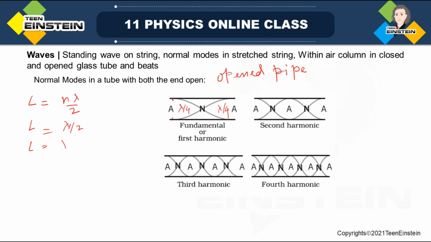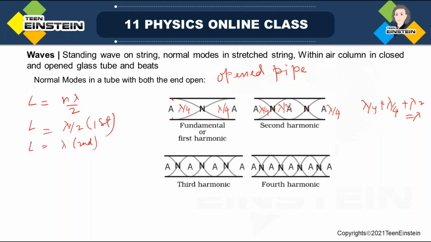That means L is equal to lambda. So this will be the second harmonic. Second harmonic should actually show a complete wave within the length. See here in this case, this is lambda by 4, this is lambda by 4 because at the open end there should be antinodes, and this is lambda by 2. Two nodes are separated by lambda by 2. So lambda by 4 plus lambda by 4 and lambda by 2, you'll get lambda. So within this length there should be a complete wave.